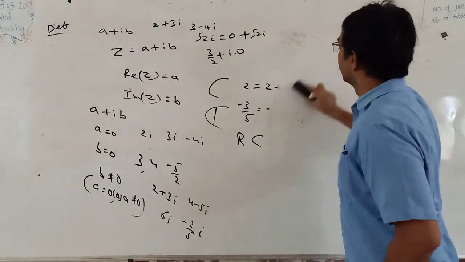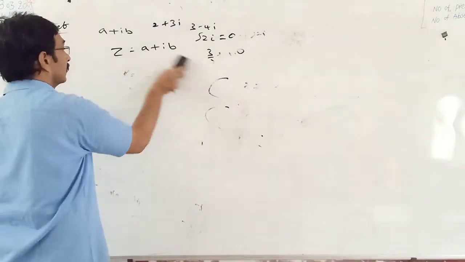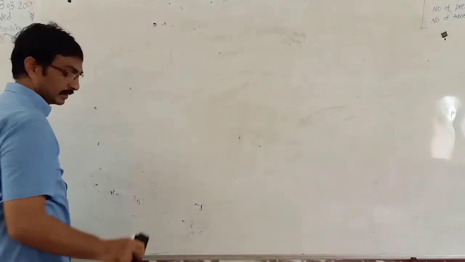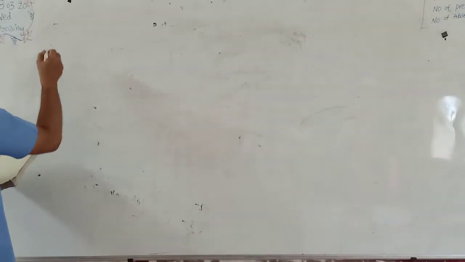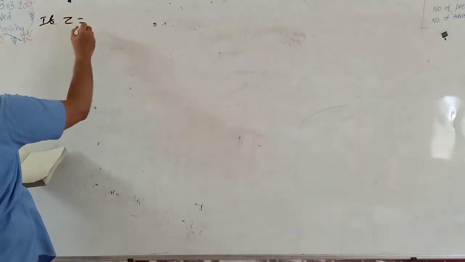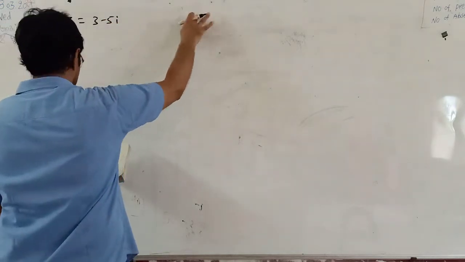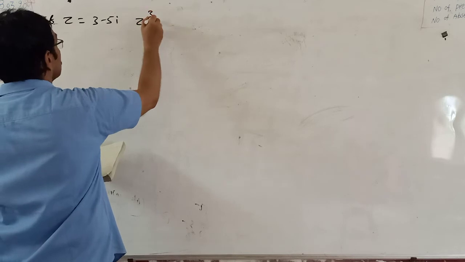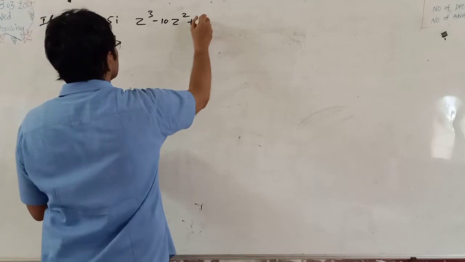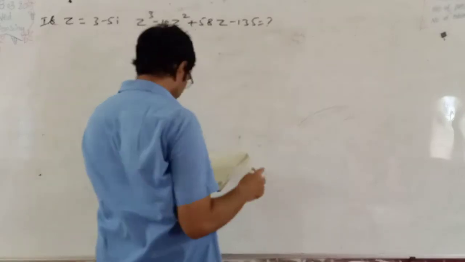See, one problem. That is, if Z equals 3 minus 5i, then the value of Z cube minus 10z square plus 58z minus 135 equals.